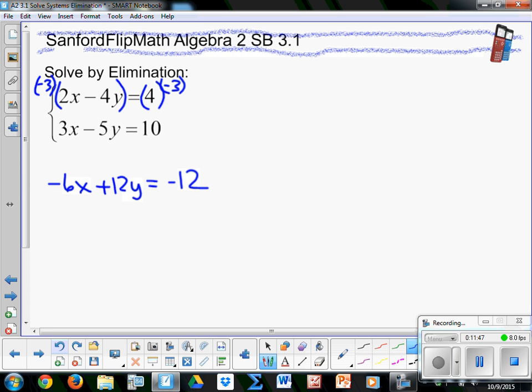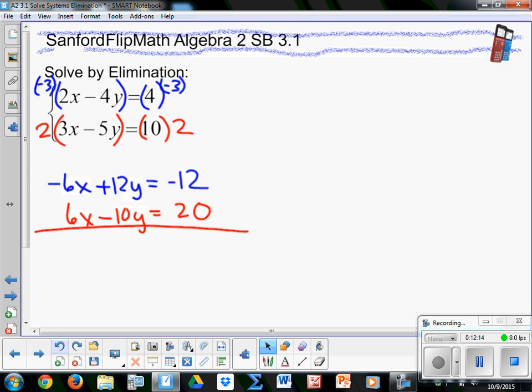Okay, I'm going to do the same idea with the bottom equation. And again, my goal is to make this front number 6. And I do want it positive 6 this time because I want it to be opposite signs with the other one so they add up to 0. So I'm going to multiply the bottom by 2. So again, I have to multiply both sides of the equation by the same number. So 6x minus 10y equals 20.